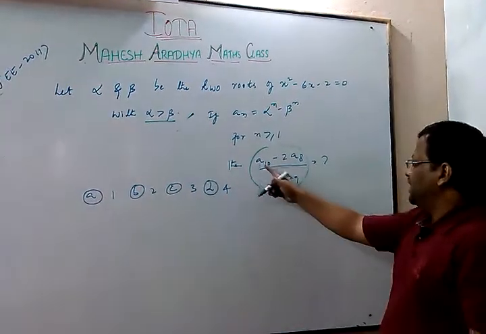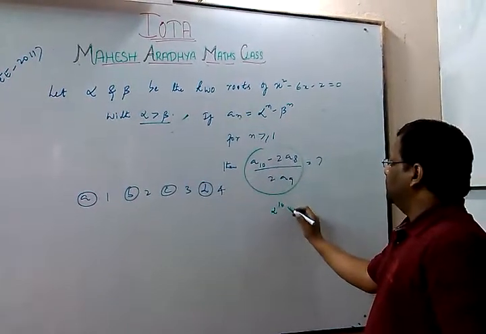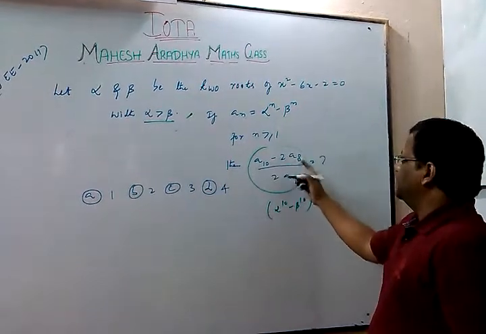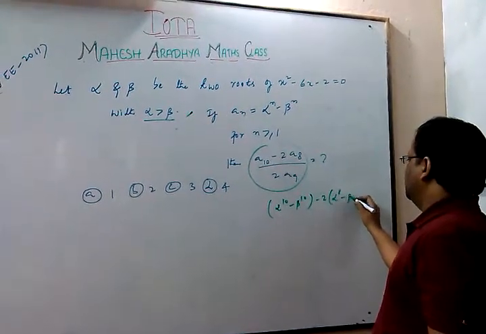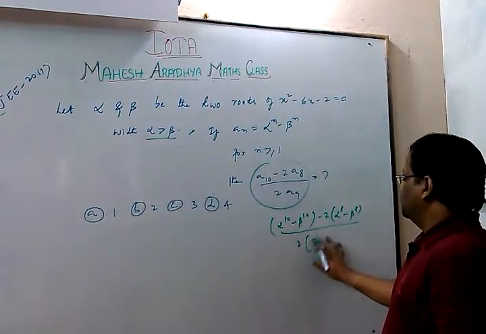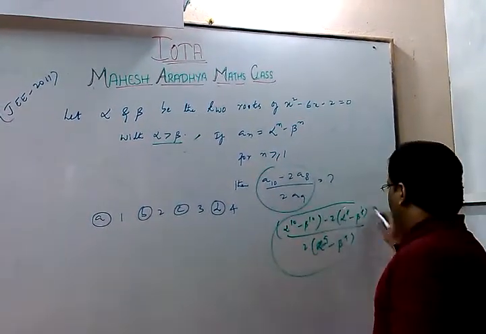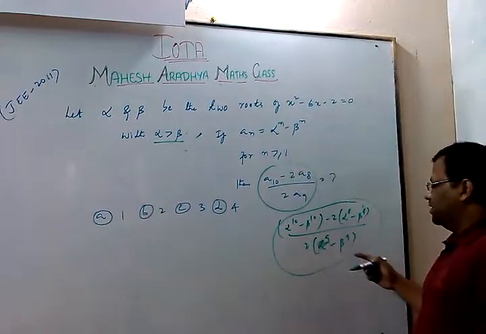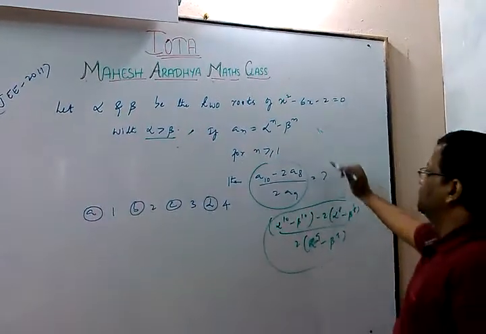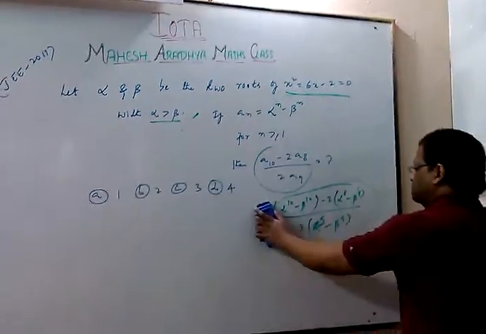Notice that a10 means alpha to the power of 10 minus beta to the power of 10, right? Minus 2 a8, which means alpha to the power of 8 minus beta to the power of 8, divided by 2 a9, which means alpha to the power of 9 minus beta to the power of 9. So we have to deduce alpha 10, beta 10, alpha 8, beta 8, alpha 9, beta 9, using this given quadratic. Let us see how to deduce that.